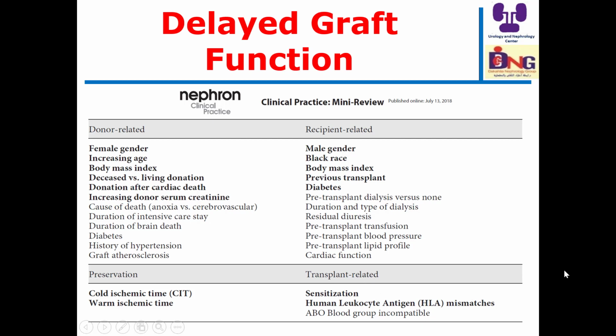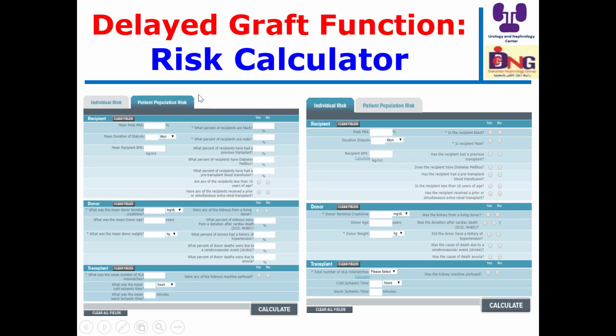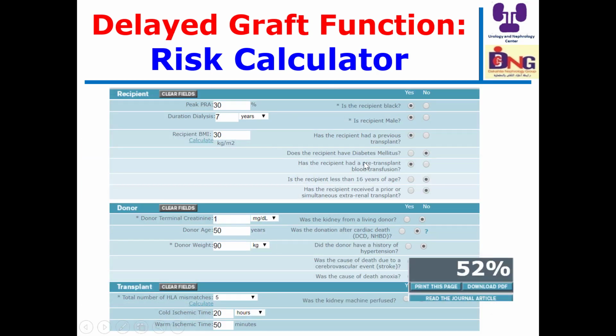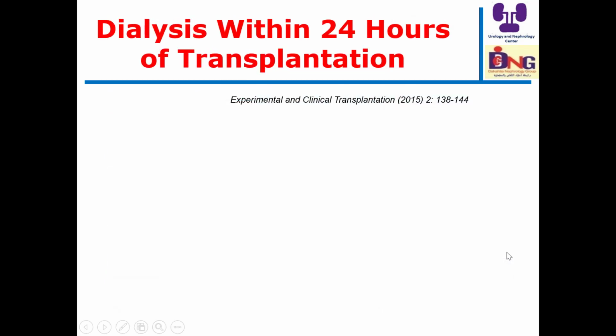these factors. And if you go to Google and you just write delayed graft function risk calculator, you will find this calculator. Just fill in the space. And if you fill in the space like these points, you will find here in the calculator the risk of occurrence of delayed graft function. If the patient has these characteristics, it's 52%. So it's a very nice calculator.